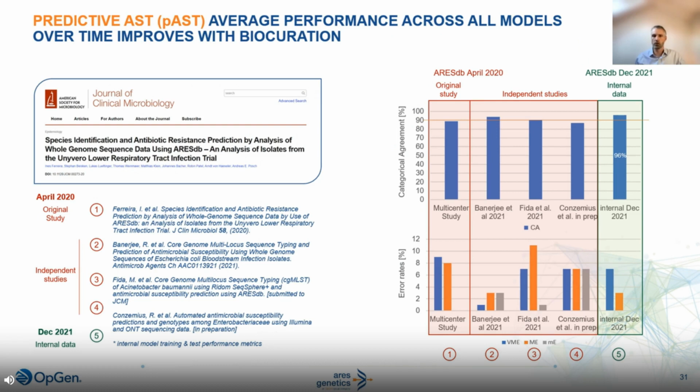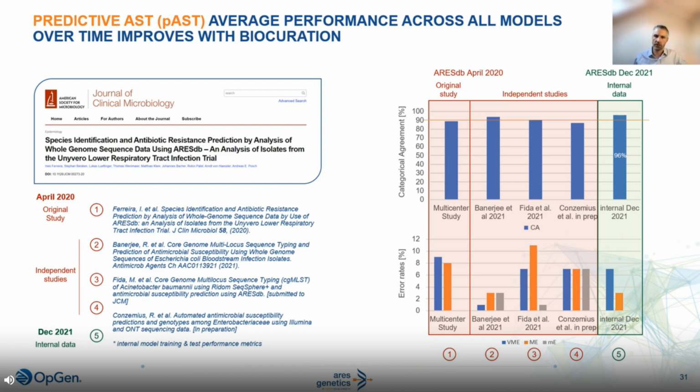This slide intends to show the impact that biocuration has on average on the performance of our predictive AST models. The figure on the right shows percent categorical agreement between prediction and the standard of care at the top, and the error rates for very major error, and minor errors at the bottom. On the very right, you can see the average performance over all predictive AST models we evaluated in the original multi-center study. Again, these values are averages, also including models which in our 2020 study have underperformed due to insufficient training data sets in the ARES database. Those models correspond to the white fields in the matrix I just showed.